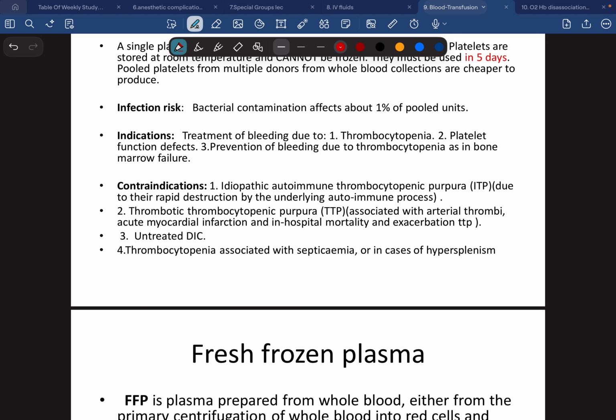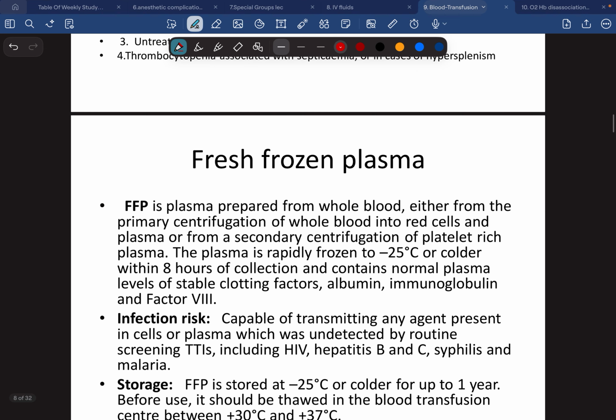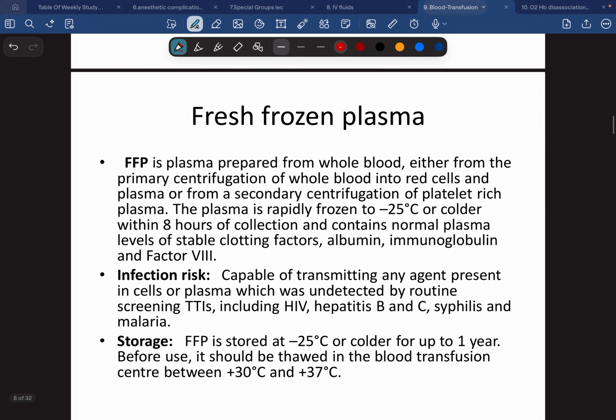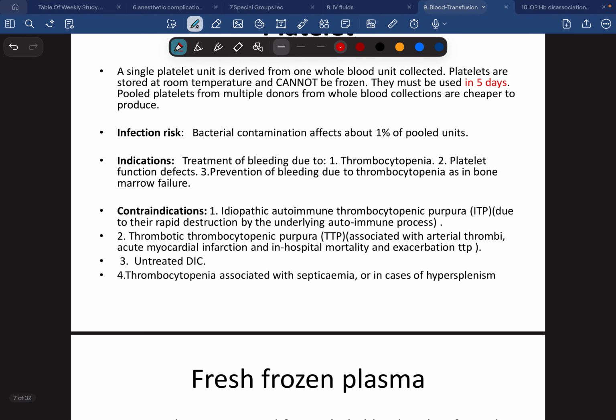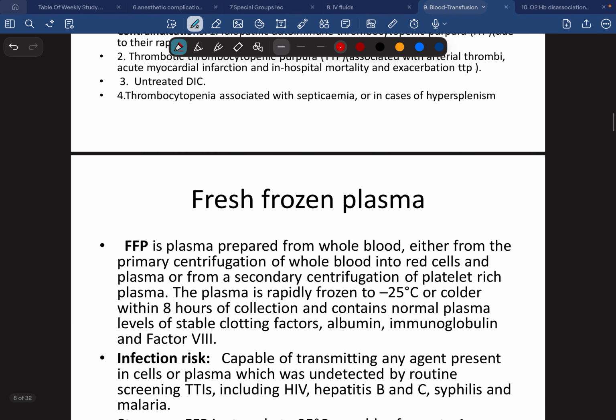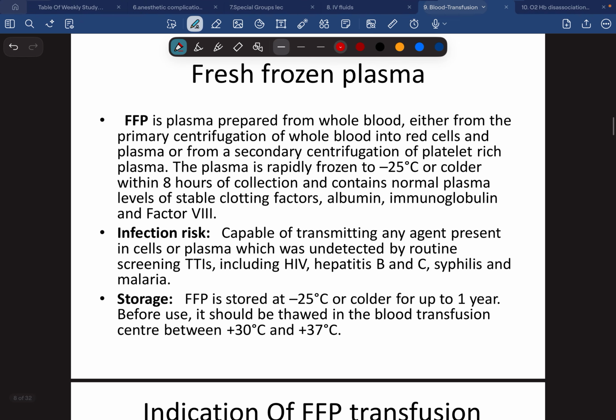Indications: thrombocytopenia, platelet function defects. So we have a good number, but dysfunctioning. Prevention of bleeding due to thrombocytopenia, as in bone marrow failure. With bone marrow failure, you'll have less and less numbers.